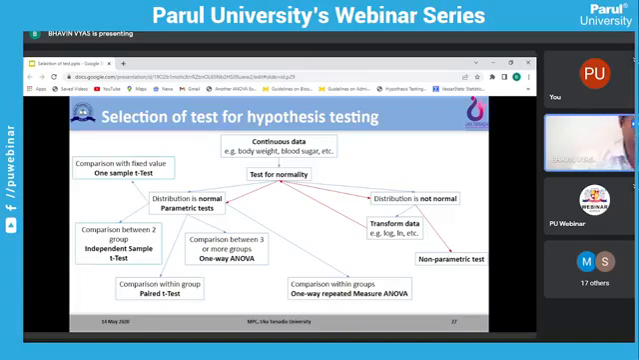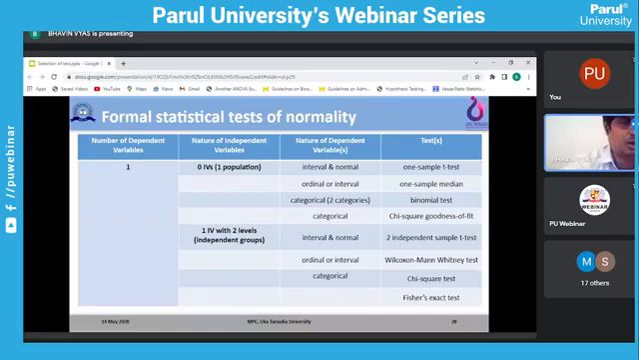But if you want to go beyond this, there is another point of view by which you can also select the test for hypothesis. By knowing how many dependent variables and independent variables you have, and what type of data you have collected, you can select based on that also. I'll have a few slides which will explain that.